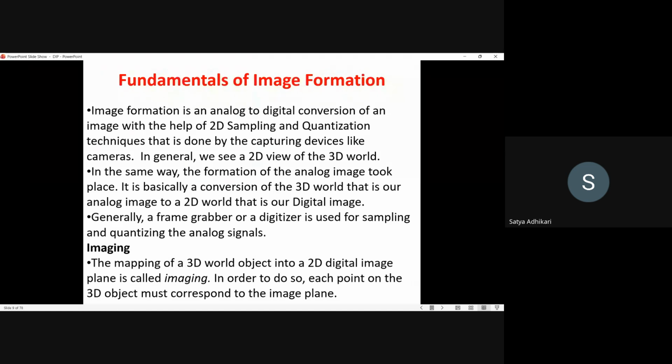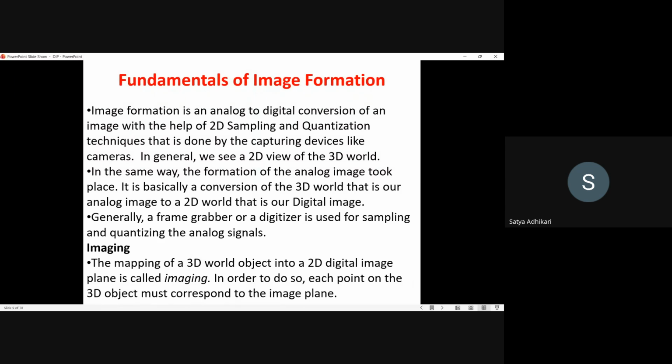The making of a 3D world object into a 2D digital image plane is known as imaging. The term imaging is nothing but a mapping of a 3D world object to a 2D digital image plane. Because the analog image is 3D, but our screen is 2D, and a digital image is 2D. So there should be a mapping from 3D to 2D. This process is known as imaging.